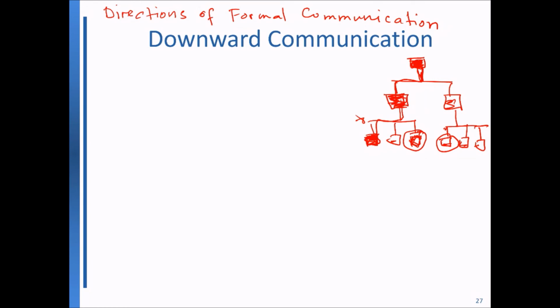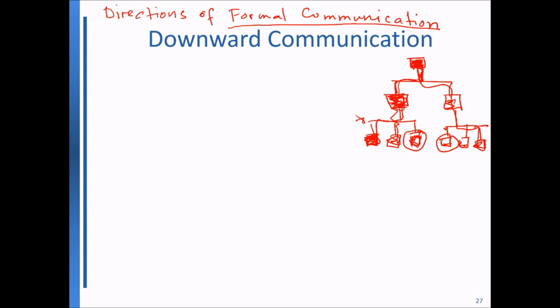Now, because we are talking about formal communication, we have directions. We have downward communication. What does downward communication mean? From up, down. From the top, going down. That is downward communication. How about from this employee going up? How do you call this? Yes, teacher, from down to up. We call that upward communication.